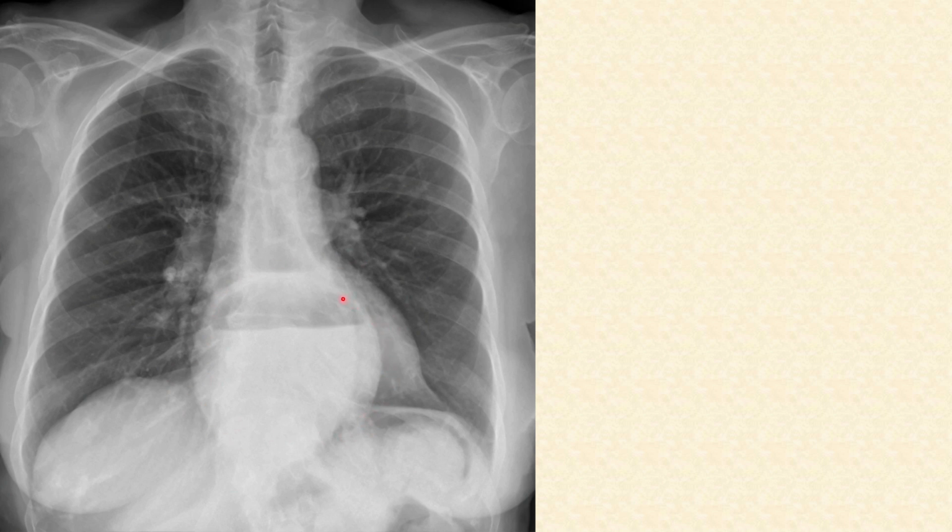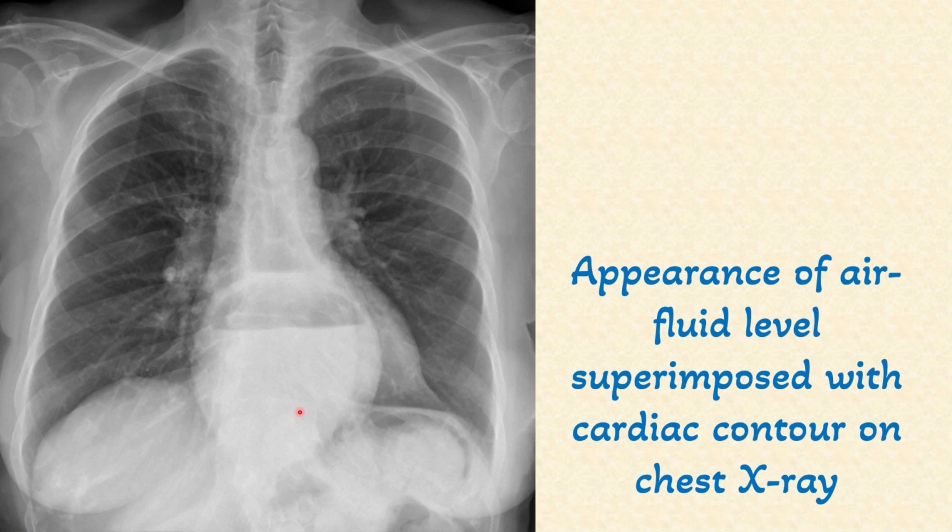We can see here an appearance of air fluid level superimposed over the cardiac contour. If you can make out, this is the heart shadow and we can see the gastric bubble which is superimposing the cardiac shadow. Normally, as we know, it is present under the left hemidiaphragm. So this is a case of large hiatal hernia.